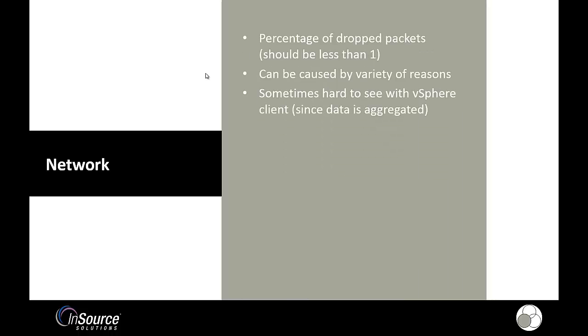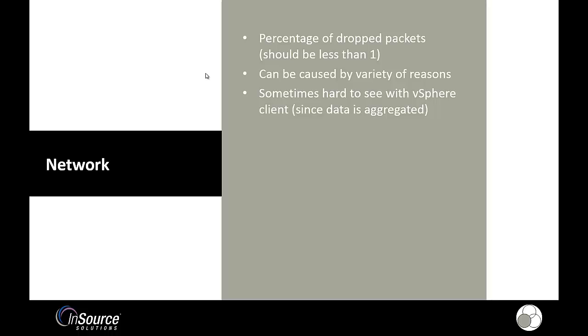Network. So the idea here is we don't want any packets to be dropped. So ideally we should never see packets dropped. Packets can be dropped for a variety of reasons. I've seen packets dropped by improper configuration of the guest operating system using a different type of virtual network adapter. So changing it to a more modern one worked better. It allowed the hypervisor to take better advantage of the frame buffers inside of the driver.